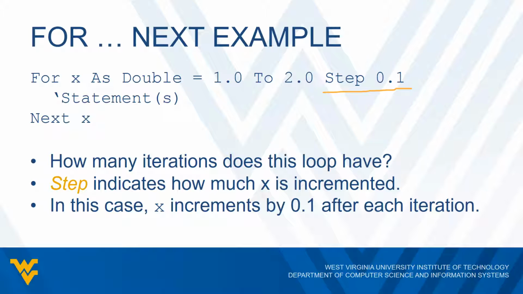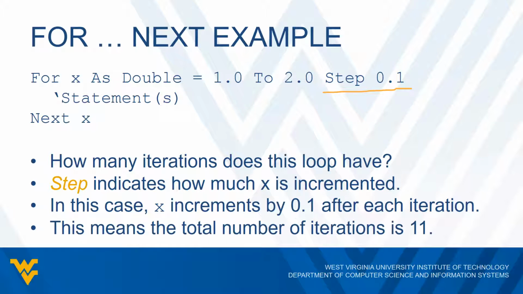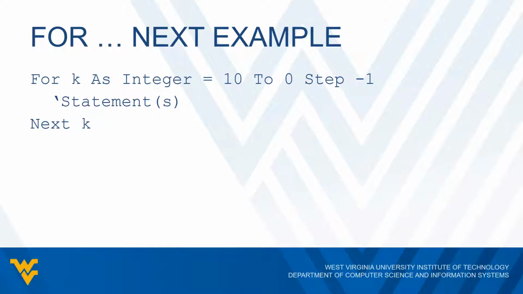So in this particular case, we find that we start at 1.0, and then 1.1, and then 1.2, and then 1.3, all the way up to and including 2.0. That's the key thing. 2.0 is valid. It's just once it goes past that, it's no longer good. So what we find here is we actually have 11 iterations. You may think it's 10, but we start at 1.0, and then we go up to and including 2.0. Now, if the 2.0 were actually 1.9, then we would have 10 iterations. But because 2.0 is the last value of our counter in this case, we do have 11 iterations.